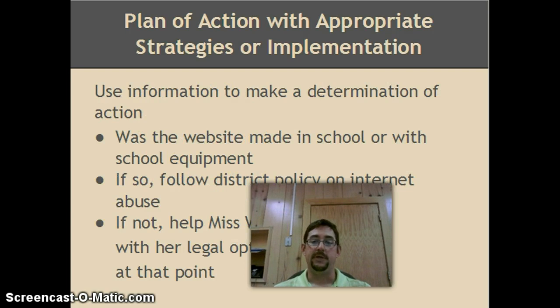I would use the information I gathered to make a determination of action. Was the website made in school or with school equipment? If so, I would follow the district policy on internet abuse. If not, the next step that I would be able to do would be help Ms. Walker with her legal options at that point.